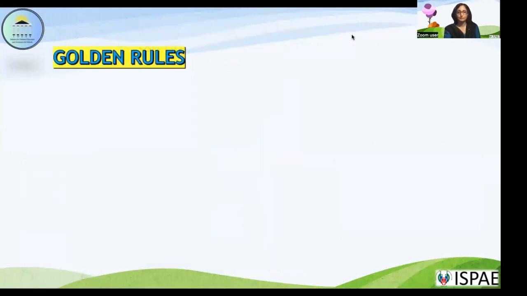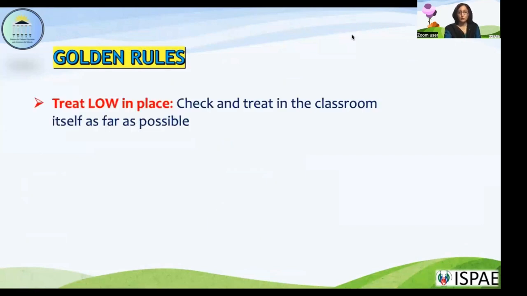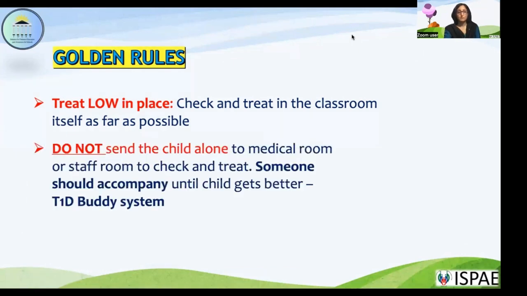blood glucose level. So always remember some important golden rules while the child experiences a low blood glucose level. So remember to treat the child in place. So when a child has a low blood glucose level, please do not allow the child to leave the classroom. Check the blood glucose level, confirm the levels, and treat it immediately in the classroom as far as possible. Do not send the child in this situation to a medical room or staff room to check and treat. Someone should always accompany the child until the child gets better.